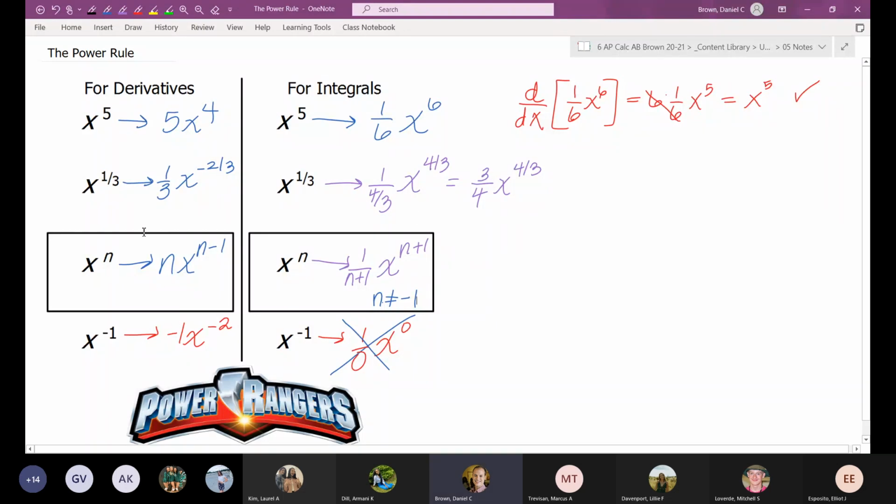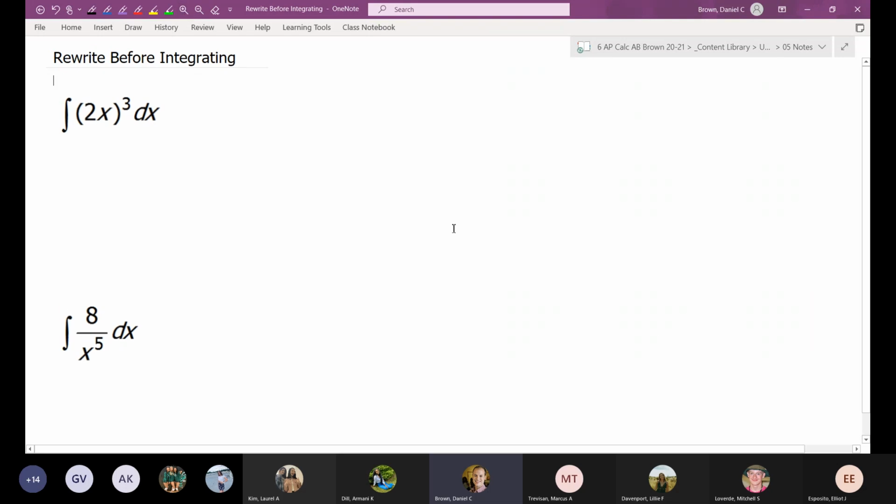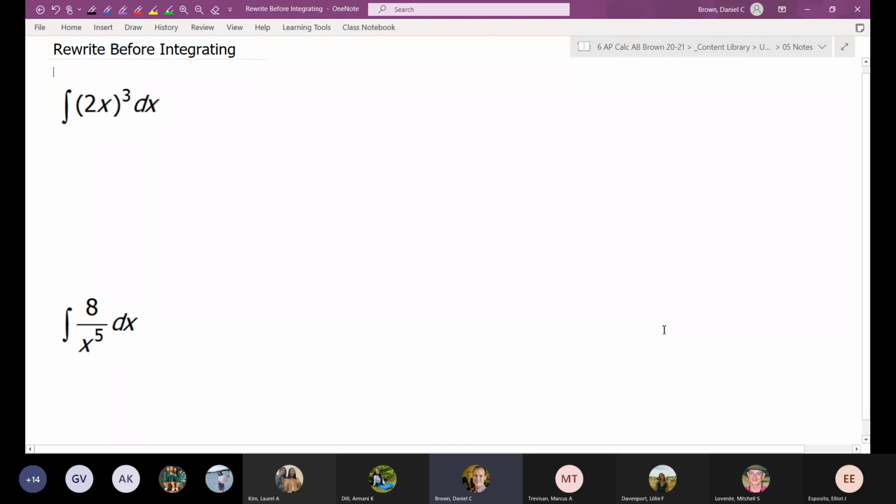So similar to when we first learned the derivative rules, for a lot of the integral rules, you're going to sometimes have to rewrite the expression in order to be able to use these rules. So I just have 2 examples, because I think people will pick up on it fast, especially since you've done the derivative before.